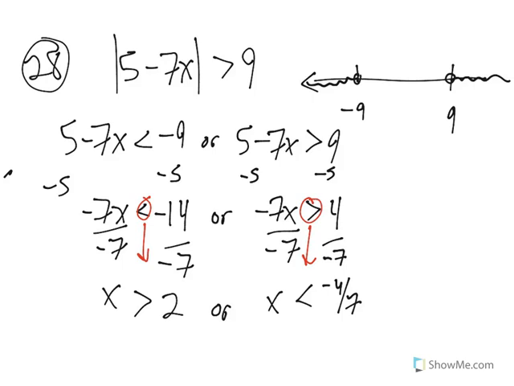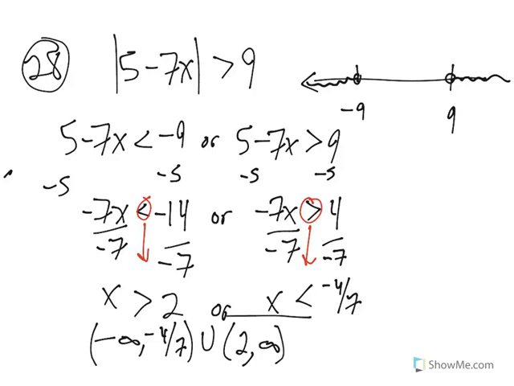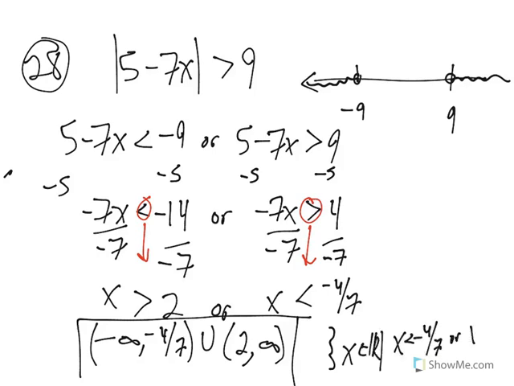So to write that in interval notation, that is negative infinity up to negative 4/7, open parenthesis, union 2 to infinity. And so there it is in interval notation, or again, the set of all x that are real numbers such that x is less than negative 4/7 or x is greater than 2.